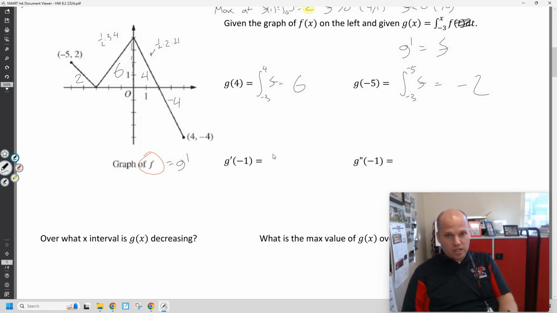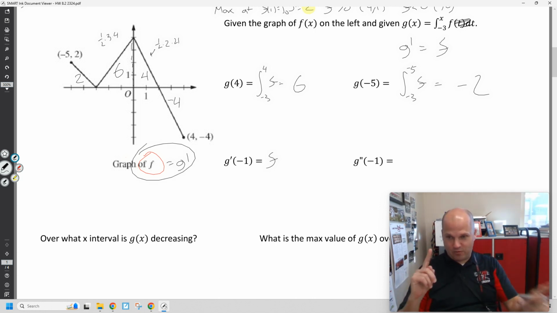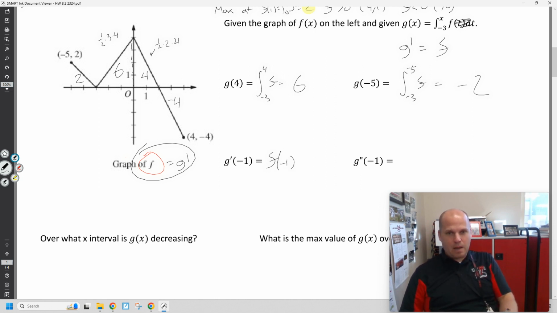G prime will equal F. G prime now is F. Like I flip-flop the variables just to keep you on your toes. G prime equals F. G prime of -1 is F of -1. I want the Y of F at -1. Oh, what's that value?